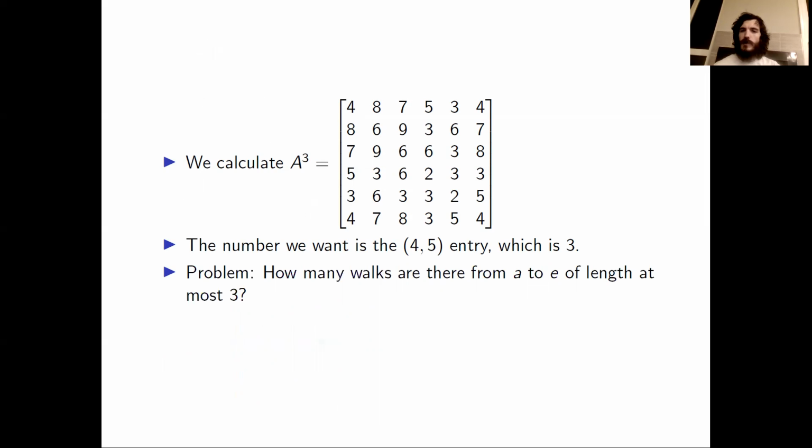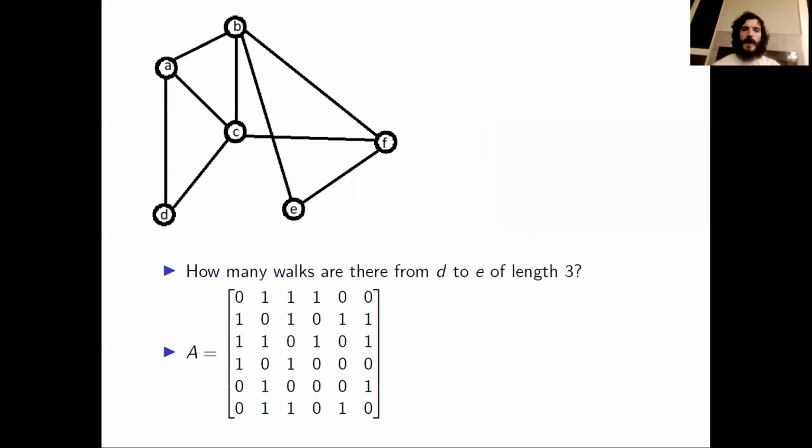And here's a question for you. How many walks are there from A to E of length at most 3? We can look back at that graph. So there's our graph. A and E are there. We want to know how many walks are there of length at most 3 between A and E.